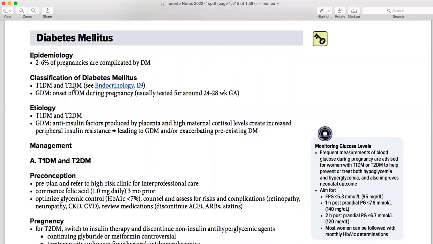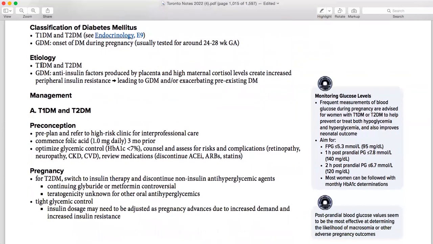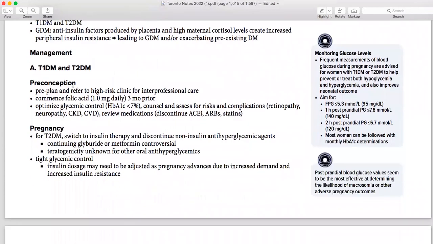Then comes diabetes. Diabetes is basically type 1, type 2, and then gestational. Everything is written here just the same. Then comes the management. Obviously, if somebody already has diabetes, you are going to start with insulin. If they say so, you can continue glyburide and metformin, but it is controversial. So stay on the safe side, which is giving insulin. For that patient, you are going to give folic acid in very high doses, at least 3 months prior, and glycemic control should be present. You need to remember these.